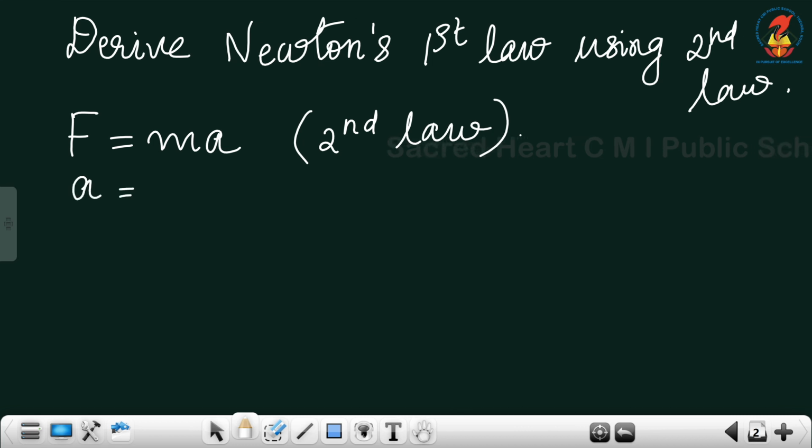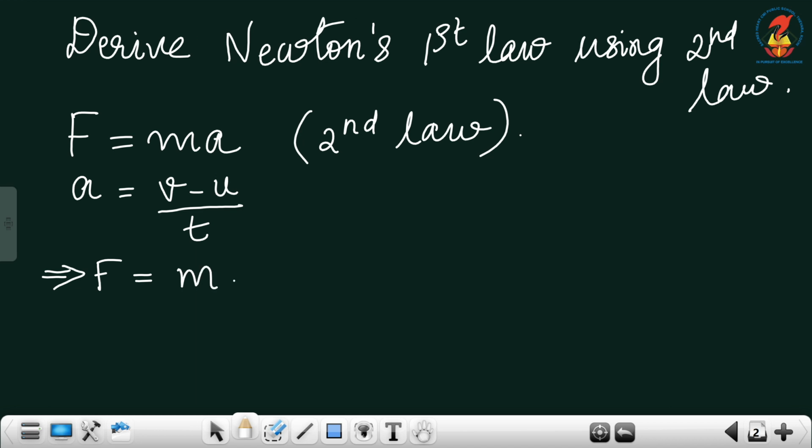We have acceleration a is equal to v minus u by t. We have already studied in the first chapter, motion, acceleration is change in velocity by time. That is a is equal to v minus u by t. Substituting it in the equation of F, we get F is equal to m into v minus u by t.